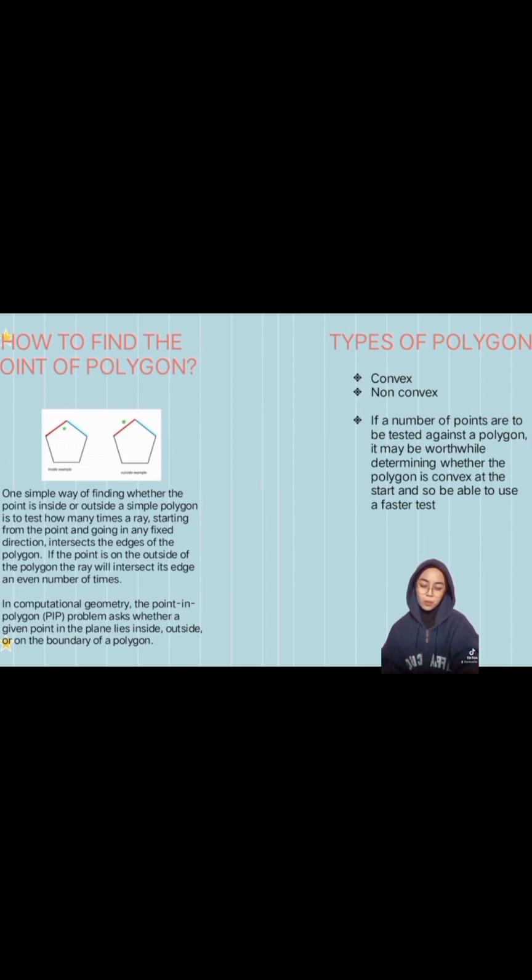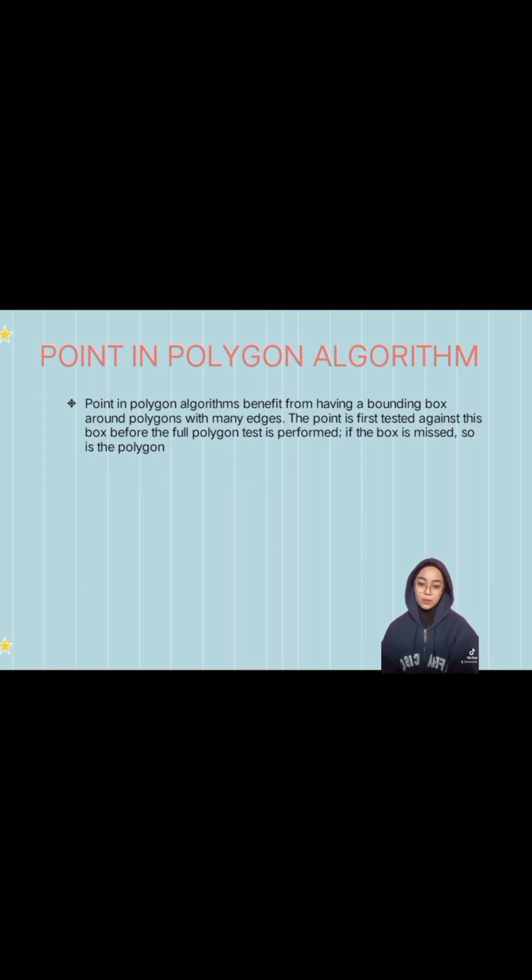So there are two types of polygons, which are convex and non-convex. If a number of points are to be tested against a polygon, it may be worthwhile determining whether the polygon is convex at the start, so as to be able to use a faster test. In addition, there are algorithms that benefit from having a bounding box around polygons with many edges. The point is first tested against this box before the full polygon test is performed. If the box is missed, so is the polygon.